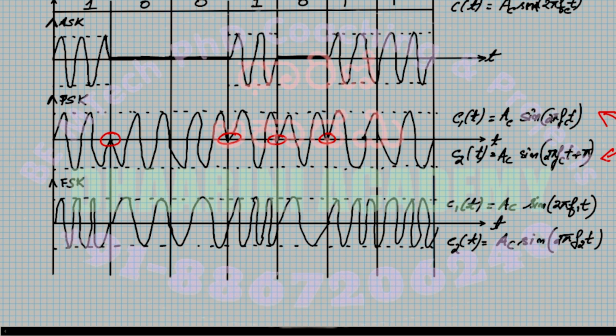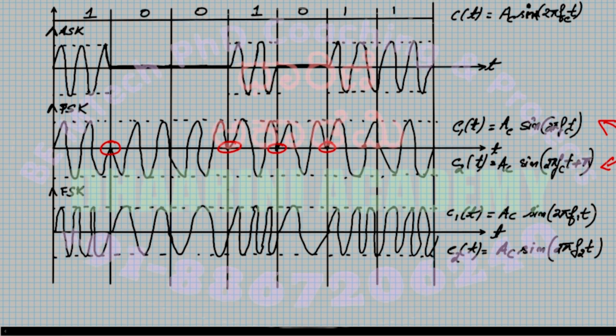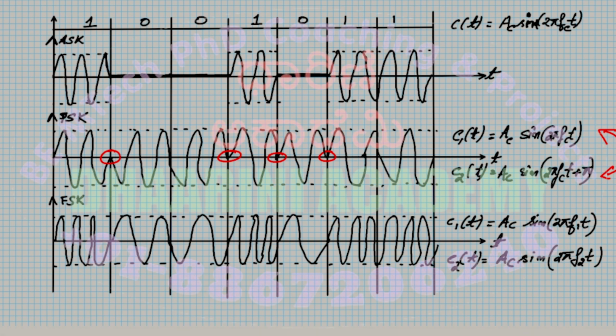All right, now you see that there is a clear difference among all the three techniques. So the first one is ASK, amplitude shift keying. The second one changes the phase, right? Phase gets keyed according to the message signal's amplitude. Third one is frequency is getting keyed, right? So that's why frequency shift keying. Okay, any doubt so far?